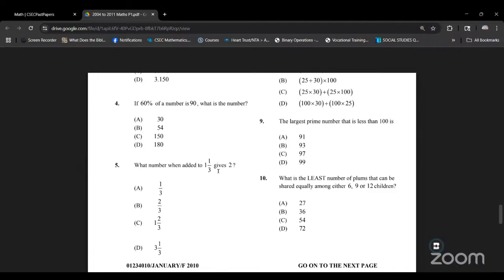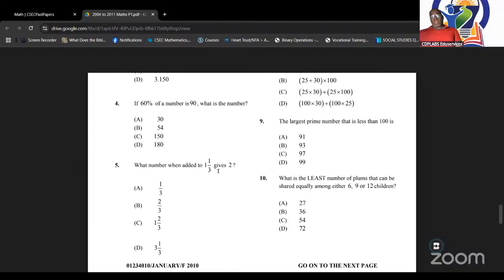It could be D. D, because you have 3 whole and we are trying to get 2. Okay. It could be 1 either. It could be C either.